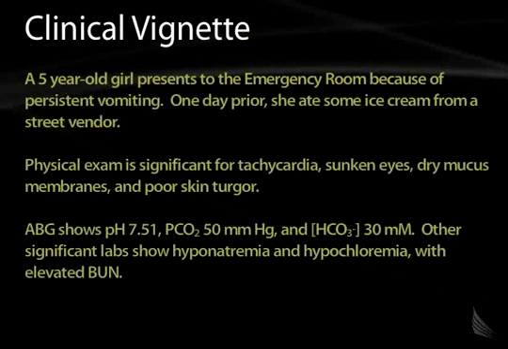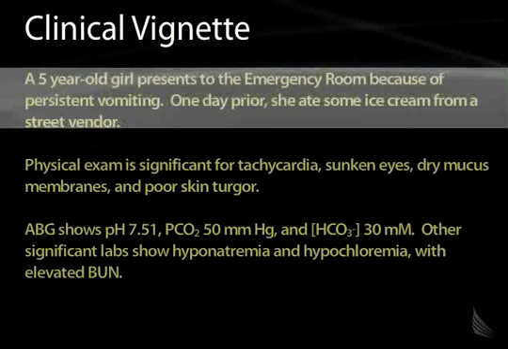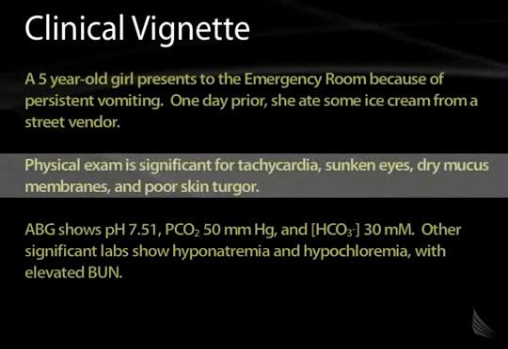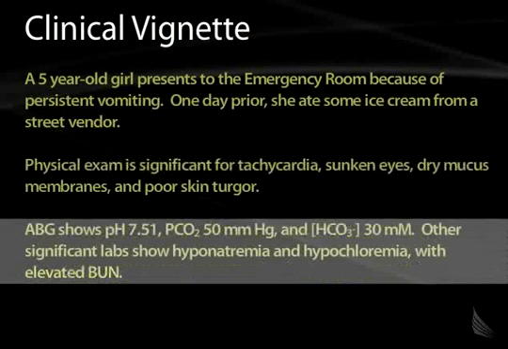A different acid-base disorder can be described in the following clinical vignette. A 5-year-old girl presents to the emergency room because she's been vomiting for a long time, about a day. A day prior to this, she ate some ice cream from a street vendor and got food poisoning, and that caused her to vomit. Physical exam shows that she has tachycardia, she has sunken eyes, she has dry mucous membranes, and she has poor skin turgor. These are all indications of dehydration.